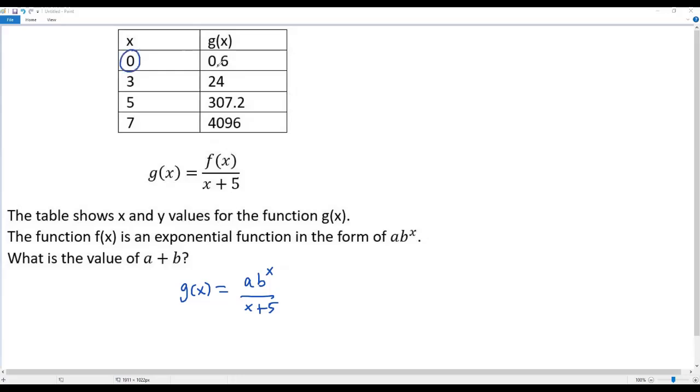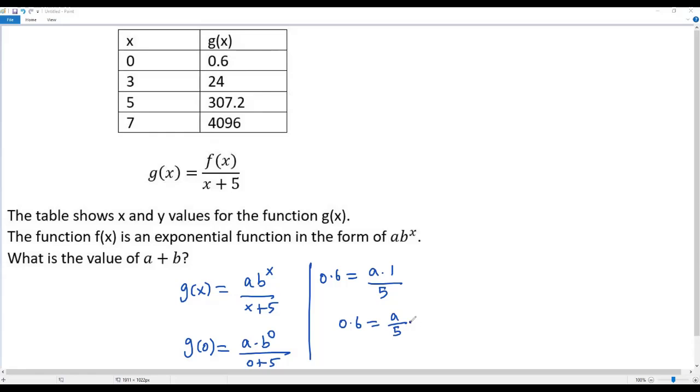That is, when x is equal to 0, g of x equals 0.6. Let me plug in x equals 0 into the given function. Then I'm getting g of 0 is equal to a times b to the 0th power over 0 plus 5. The value of g of 0 is 0.6, that is, the value of g of x when x equals 0. So we can plug in 0.6 for g of 0, equals a times b to the 0th power, which is just 1, because anything to the power 0 results in 1, over 0 plus 5, which is 5. So 0.6 equals a times 1, which is a, over 5.